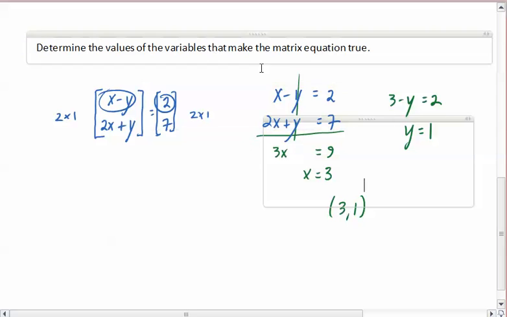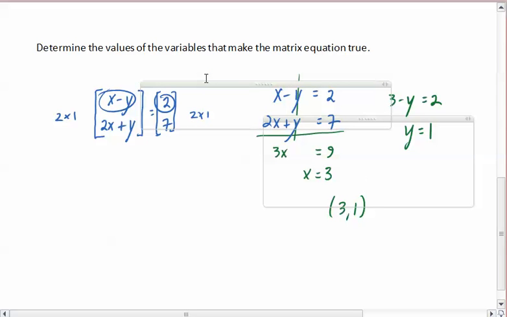Okay, so there are a couple of examples of matrices being equal, the things you need to know about it.